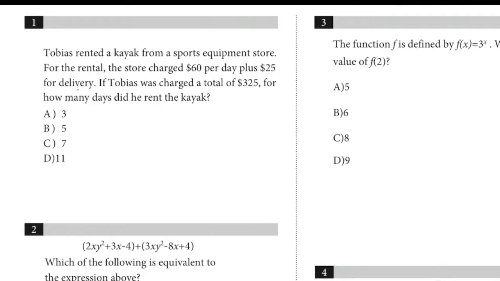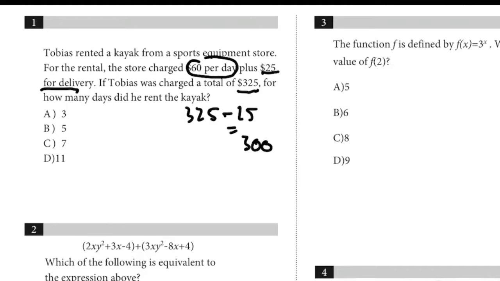For the rental, the store charged $60 per day, plus $25 for delivery. If Tobias was charged a total of $325, for how many days did he rent the kayak? Alright, so I'm going to take the total amount, 325, and subtract 25, because delivery is a one-time fee. We get 300. So $300, and we need to find how many days. Since it's $60 a day, I'm going to do 300 over 60, and that's 5. So the answer is B.